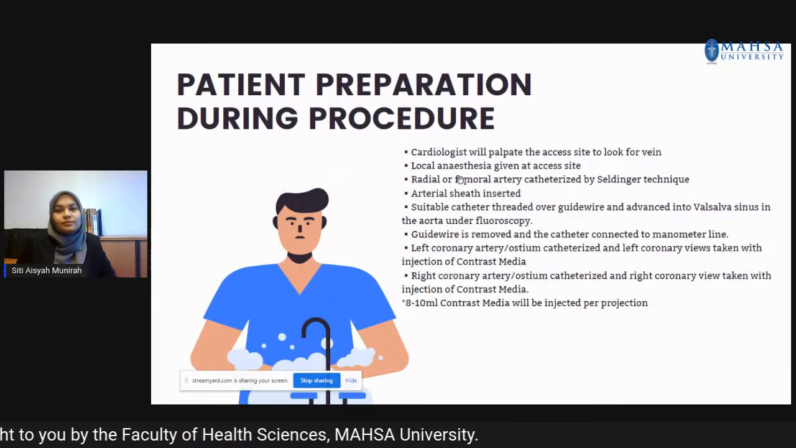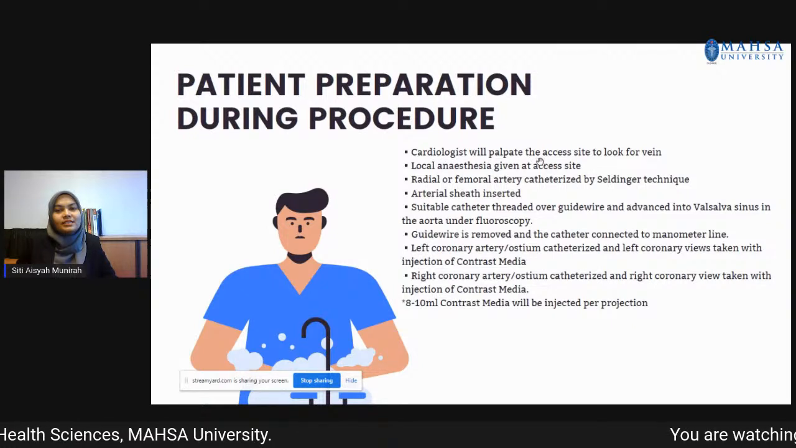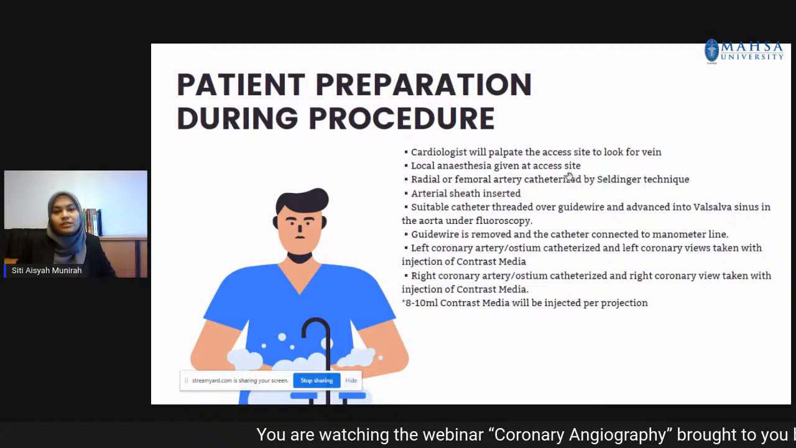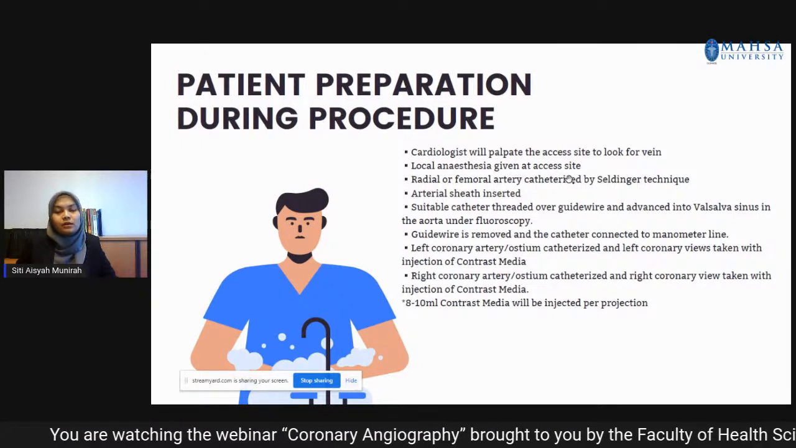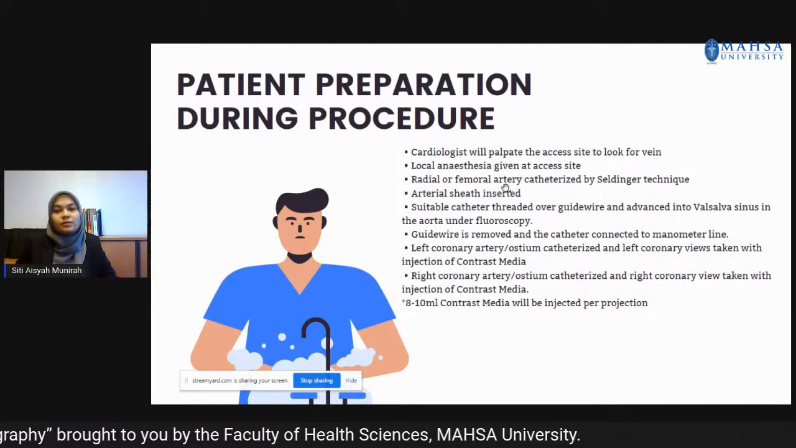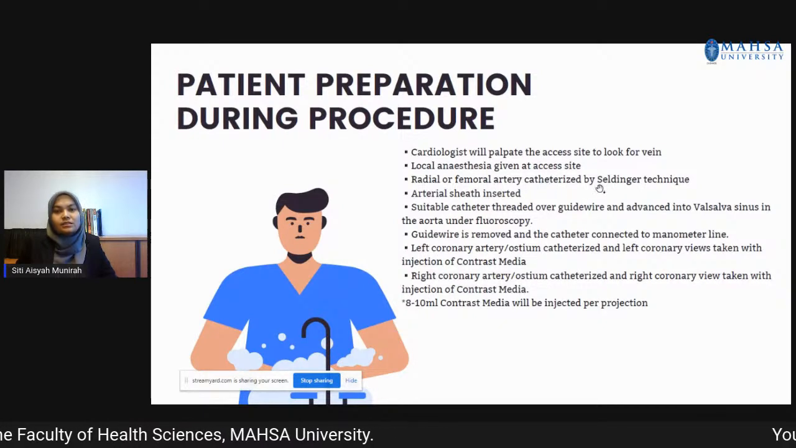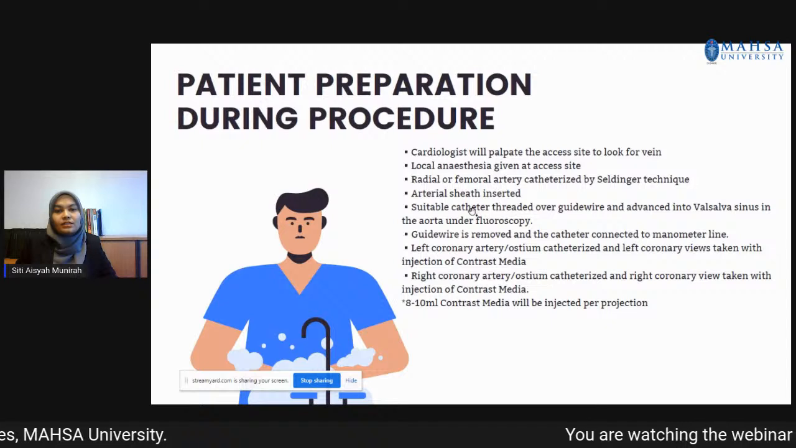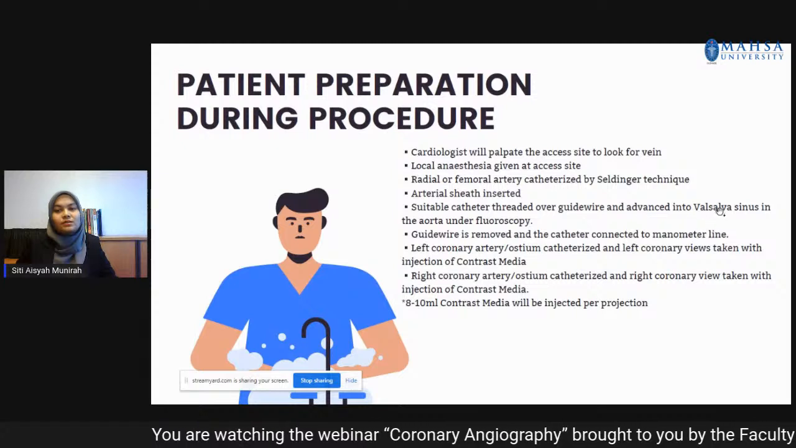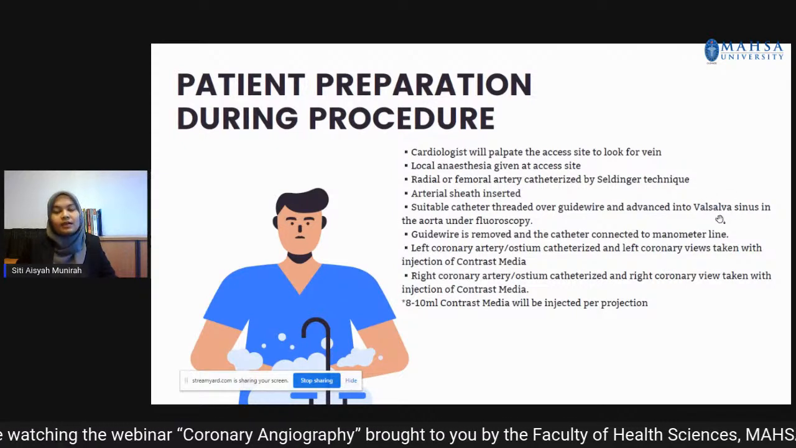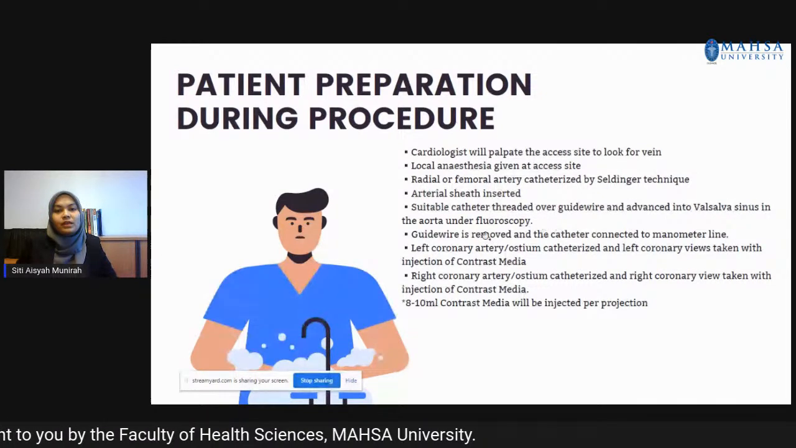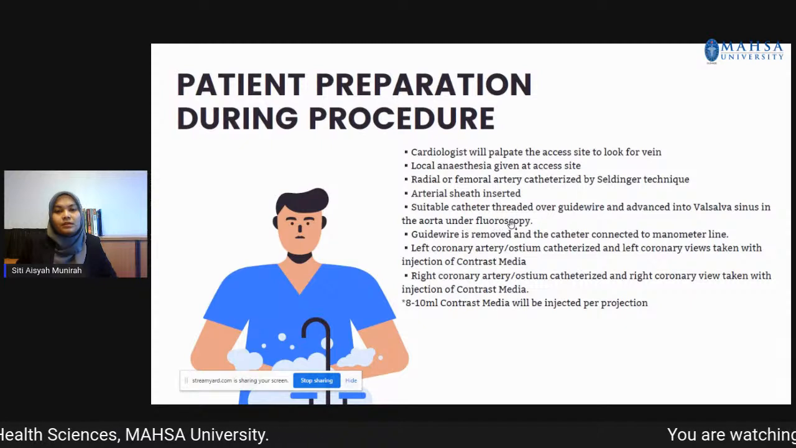And during the procedure, the cardiologist will palpate the access site to look for the pulse. Local anesthesia will be given to the access site to reduce the pain that will be experienced by the patient during the procedure. The radial or femoral artery will be catheterized using the Seldinger technique. Then an arterial sheath will be introduced, and the catheter is guided over the guide wire and advanced into the aortic valve. Basically, the site where the tip of the catheter will be put is the aortic valve, and this is under the fluoroscopy modality.